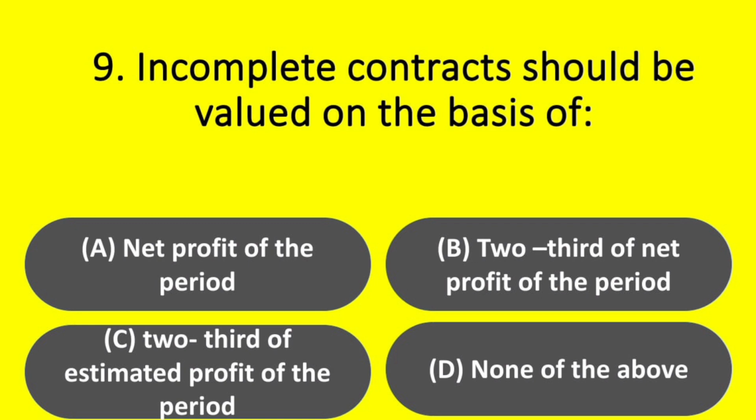Incomplete contracts should be valued on the basis of: Option A: net profit of the period. Option B: 2/3 of net profit of the period. Option C: 2/3 of estimate profit of the period. Option D: none of the above. Answer: option D: none of the above.